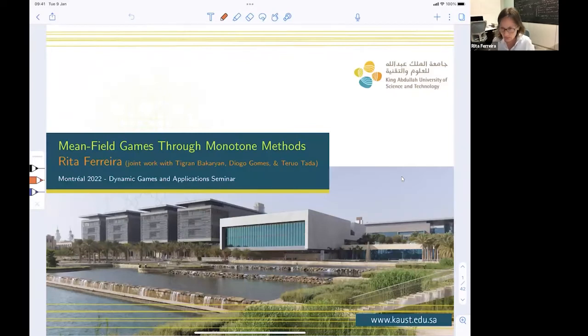So what I'm going to present here is a general overview of a method that we have been working on together with Diogo, and also with works involving Tigran Bakarian and Teru Tada, where we use monotone methods, ideas to address mean field games. So I'm going to give a general overview on those works.